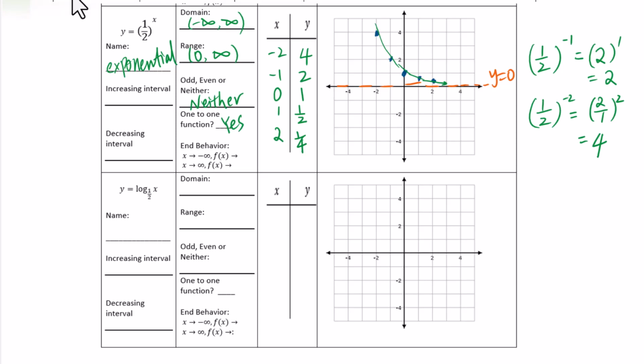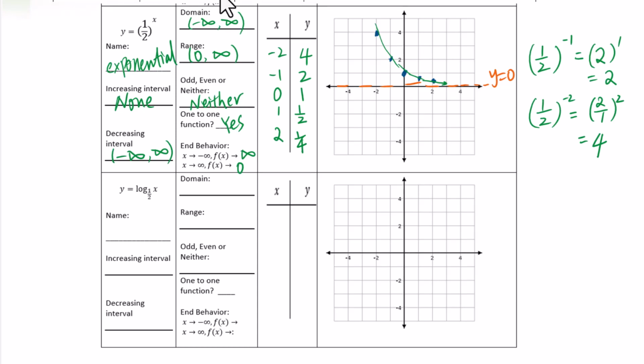And behavior. As x approaches negative infinity, f of x approaches positive infinity. x approaches positive infinity, f of x approaches 0. Left to right, the graph is going down. So, no increasing interval in its domain. Decreasing interval is all real numbers.